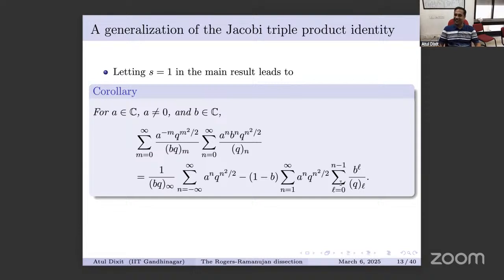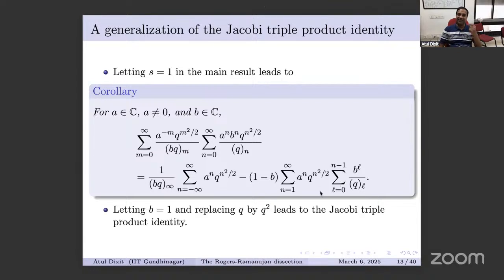At least in the special case, if I put b equal to 1, this is nothing but the Jacobi triple product identity. Because when I put b equal to 1 here, by Euler's theorem, this will turn out to be a Q product. And this will turn out to be a Q product. And if you replace Q by Q square, then this is the theta function f(a, b) with b appropriately specialized. So this is the third Q product. These two are the two ones, and this is the third one, giving us the Jacobi triple product identity.